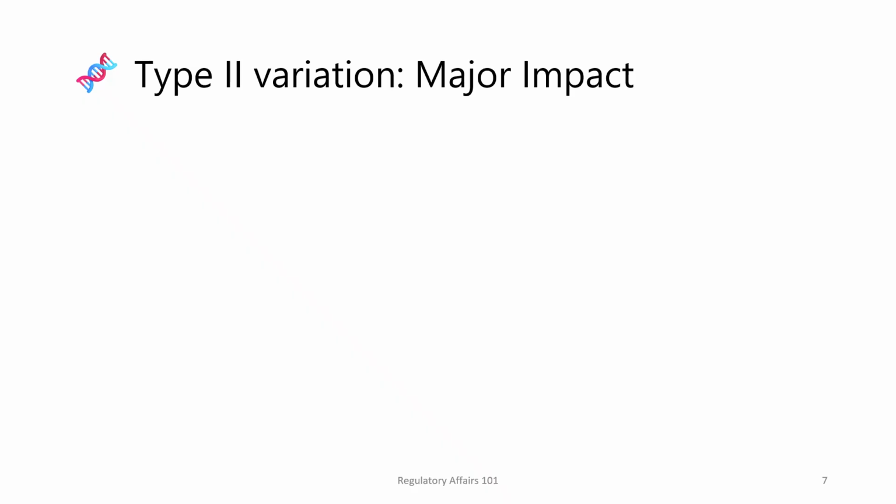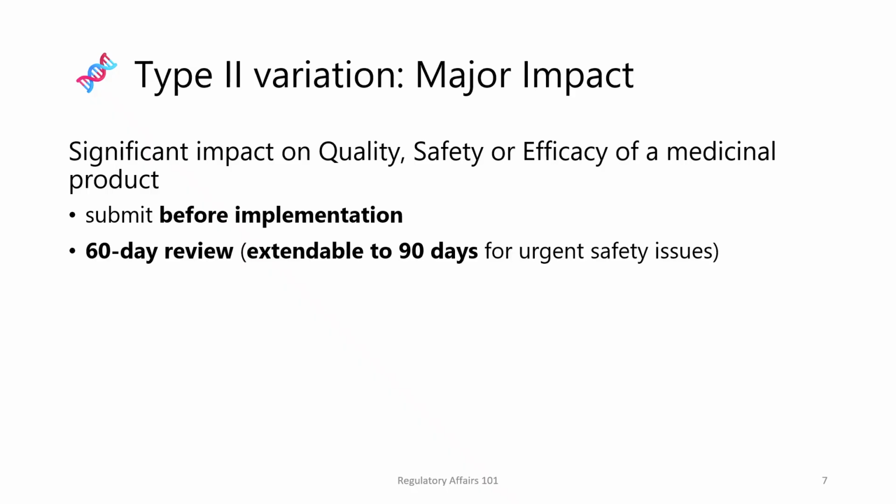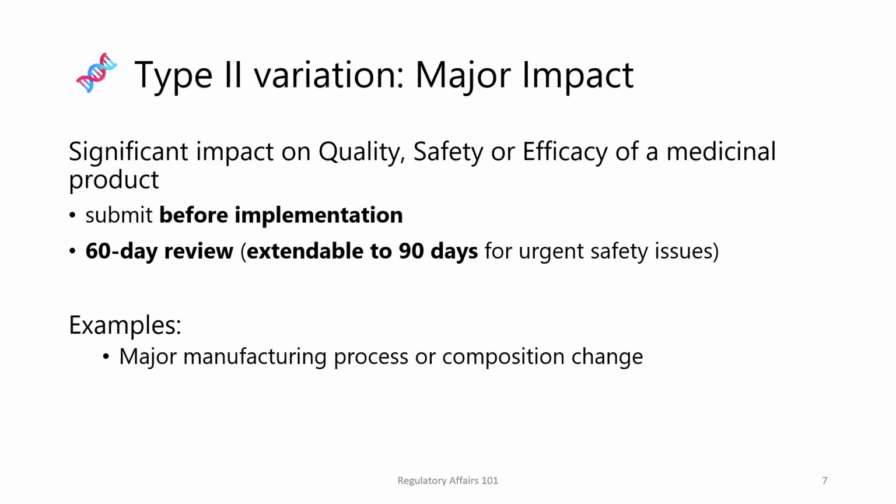Type 2 variations are significant. They affect product quality, safety, or efficacy. Submit before implementation and expect a 60 to 90-day review. Examples include a major process change, a new indication, or a new API supplier.